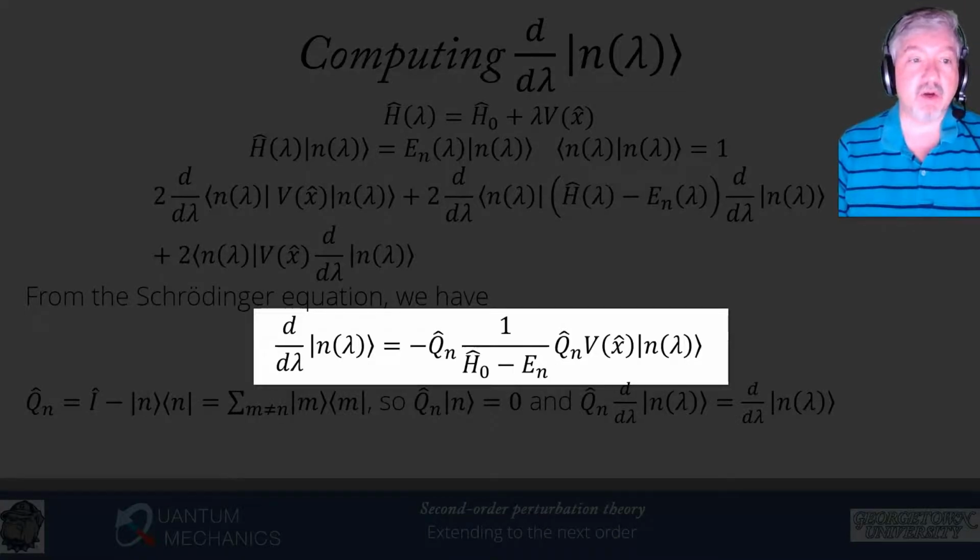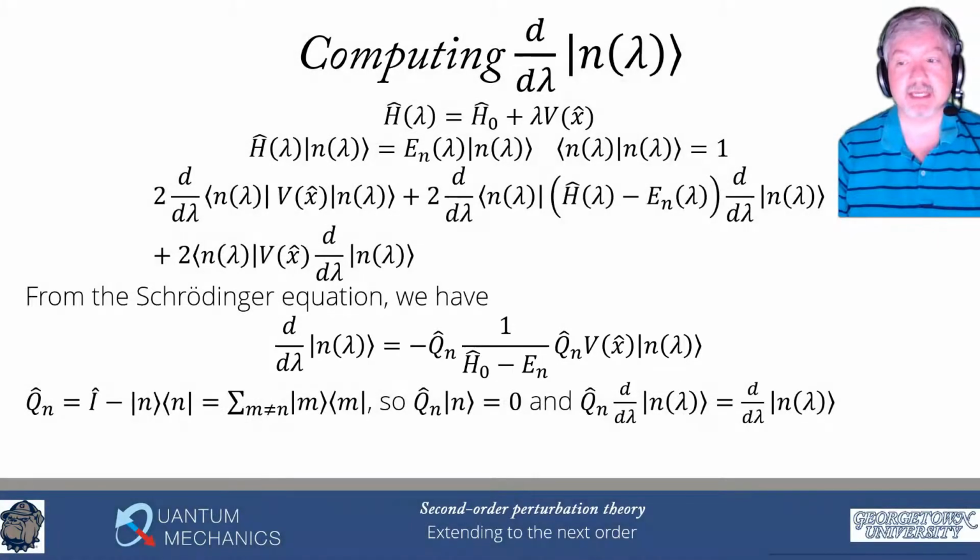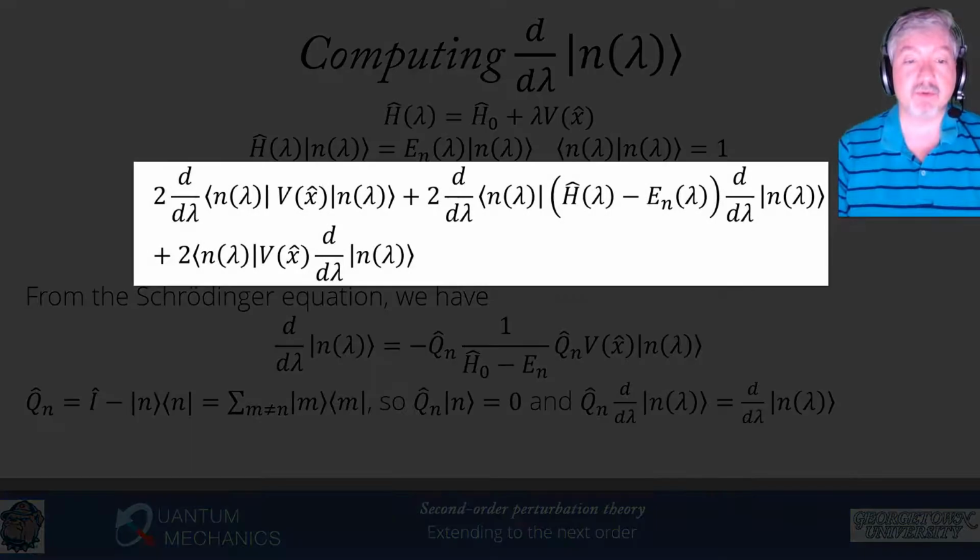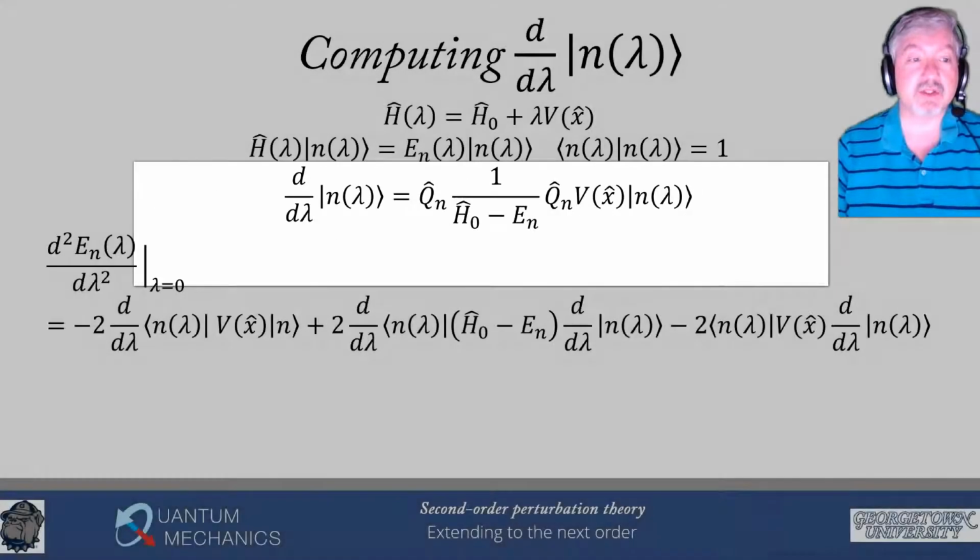Okay? Now, I already have the derivative calculated. The second derivative is calculated. It's sitting right above there for you. Now what I need to do is substitute this result into that result for the derivative of the ket and the derivative of the bra. I get the derivative of the bra just by taking the Hermitian conjugate. So let's go ahead and do that.